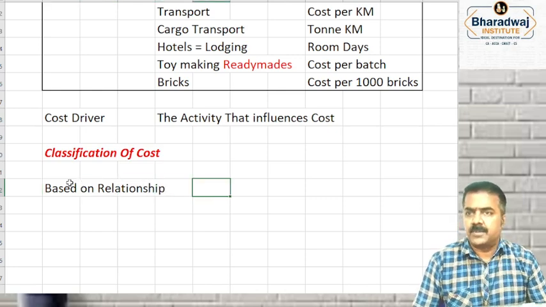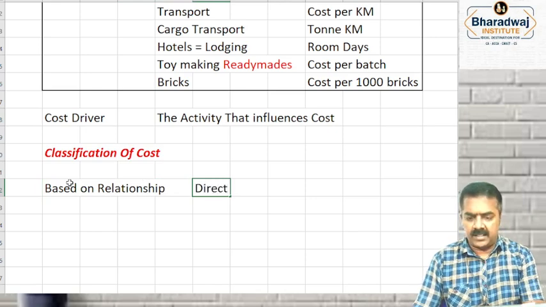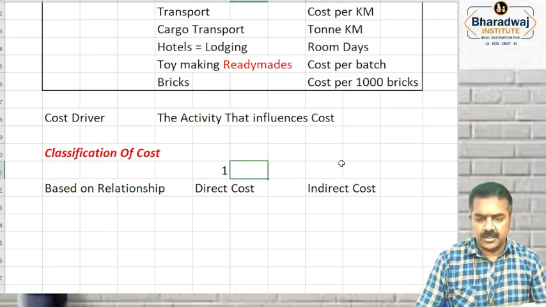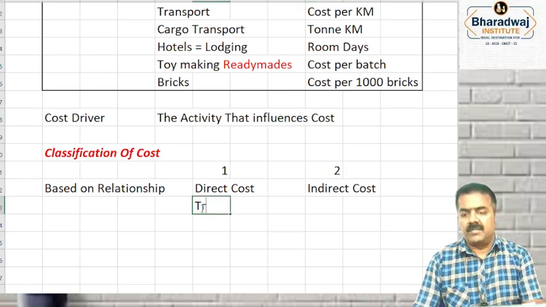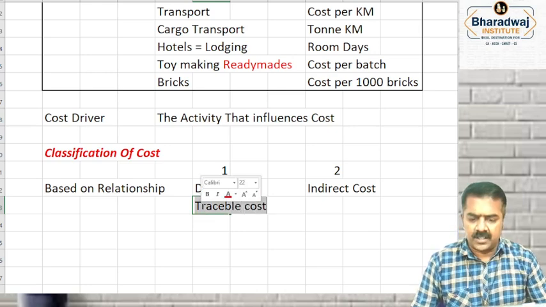Based on relationship, it can be direct cost or indirect cost. Two types of classification. Based on relationship, it can be either direct cost or which one? Indirect cost. We had seen the meaning of direct cost already. Traceable cost, we call it as which one?